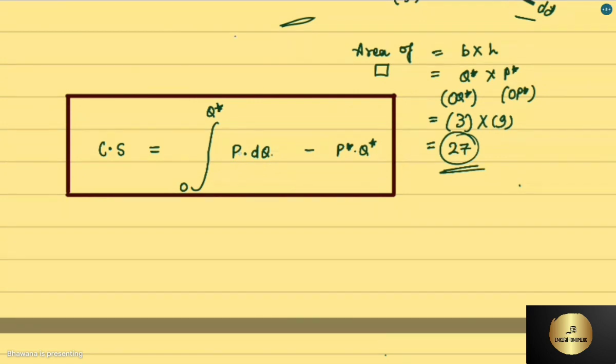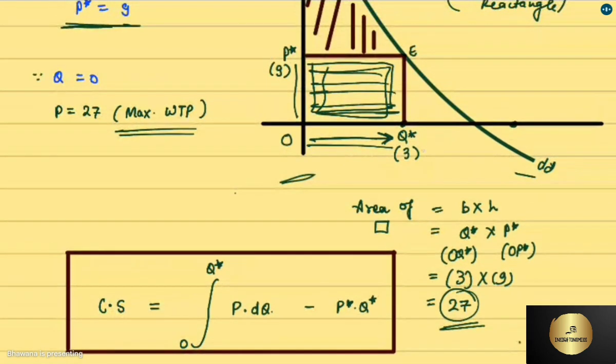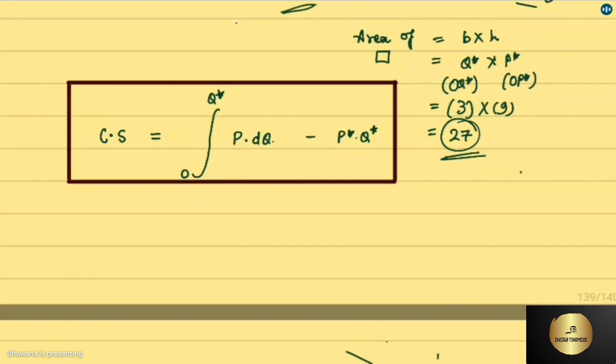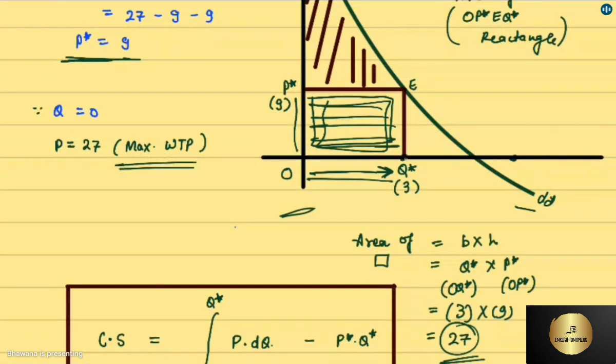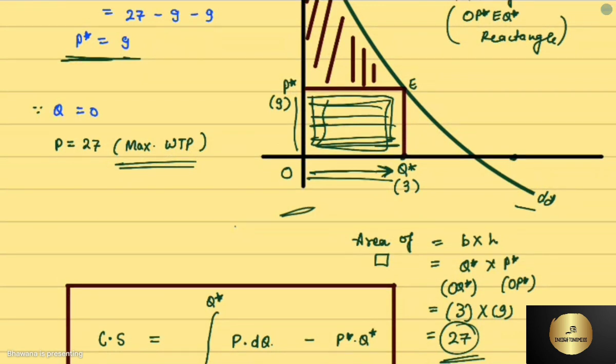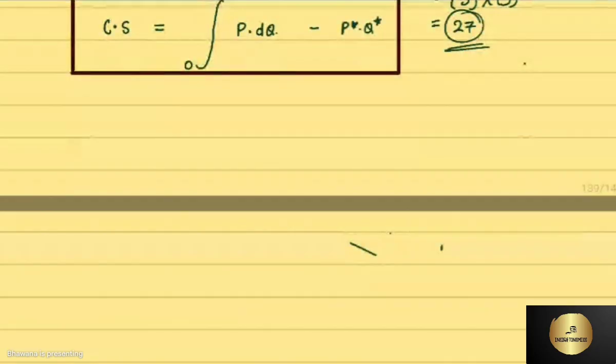We have been given a demand function. We have to integrate it with respect to quantity demanded, because we are taking the limits from 0 to Q star. And then we will subtract from this whole total area this particular rectangle. So solve it using this given demand function.